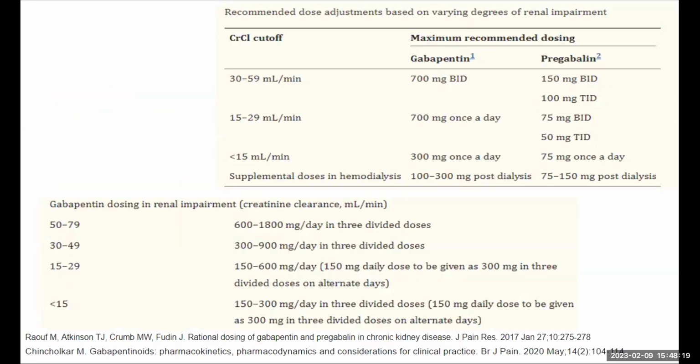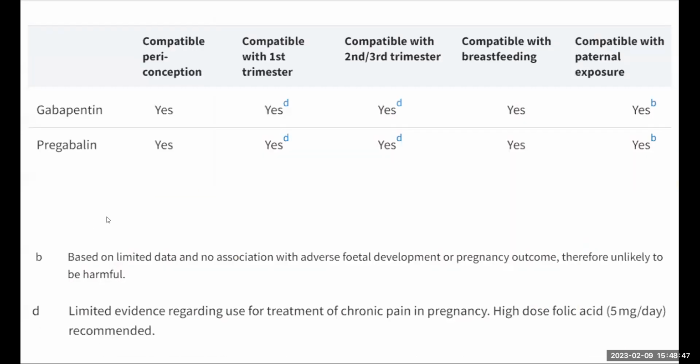So there are different charts for renal function, showing that if the creatinine clearance is really low, how much gabapentin, 300 once a day, is a good dose, and post-dialysis a supplementation dose might be needed. And if one needs to start somebody, this is how you can divide it and start it as well. Compatibility in terms of pregnancy and lactation, all good here.